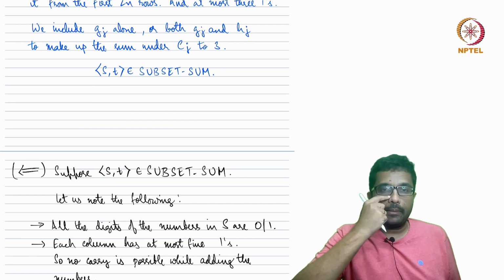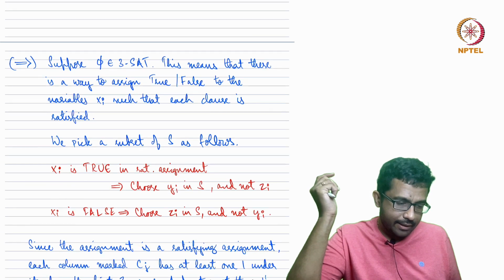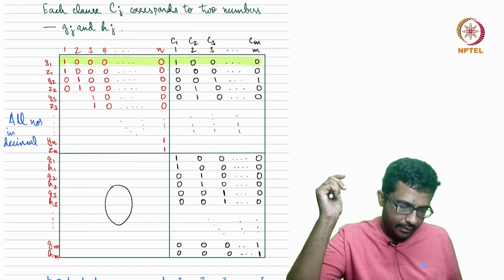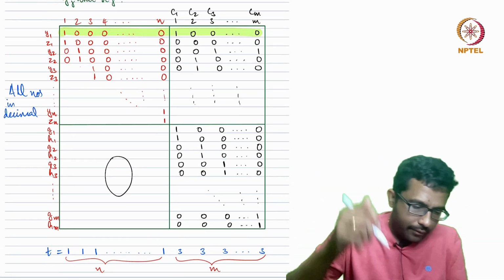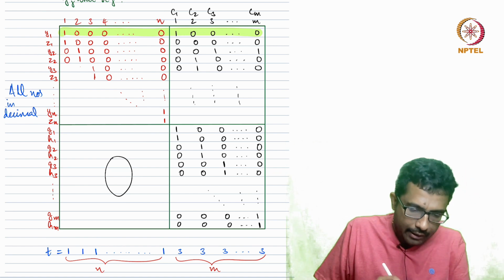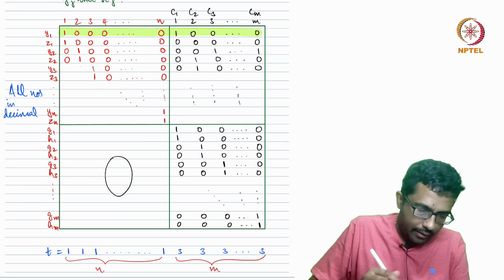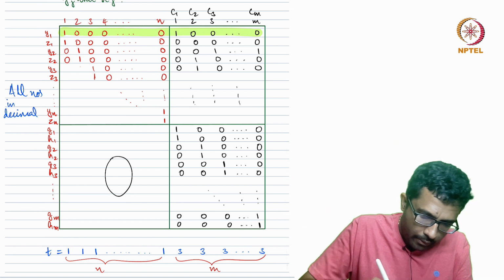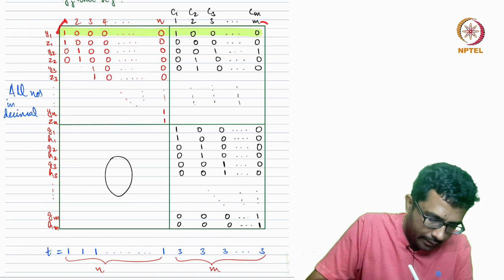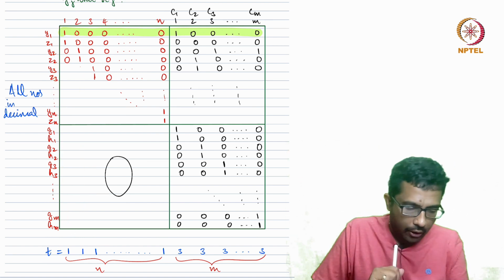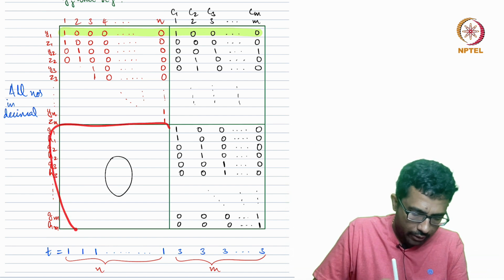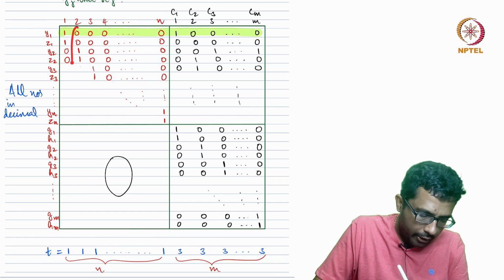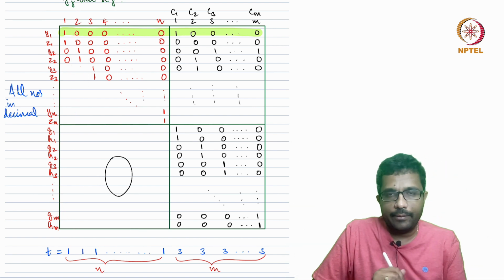Now the other direction. Suppose there is a subset that sums to T. So now let us see what is happening. Let's try to understand some properties. If you look at each column here, let's say the leading n columns, there are only 2 ones in each such column, because the bottom part is all zeros, the top part contributes 2 ones exactly.